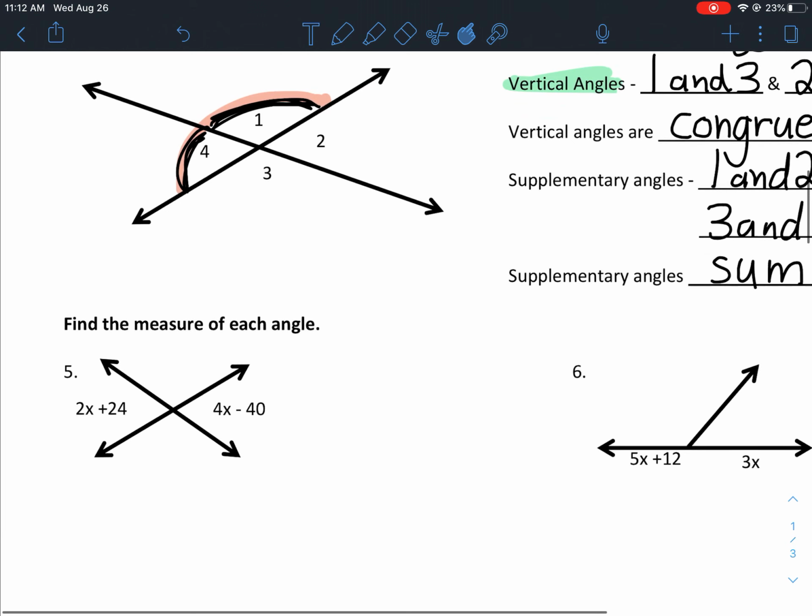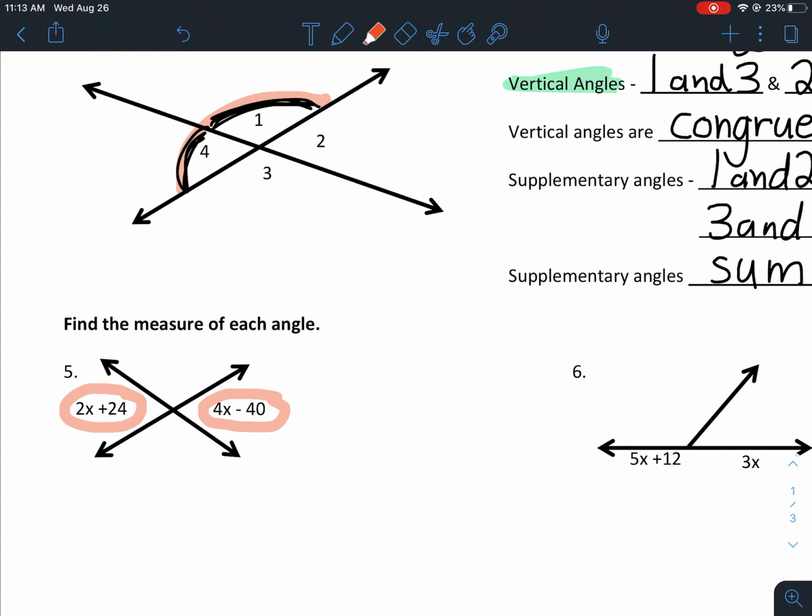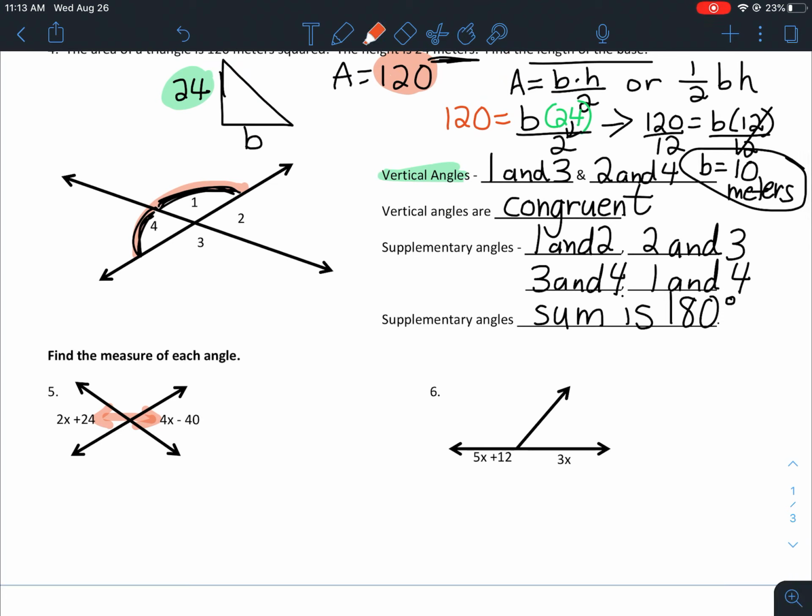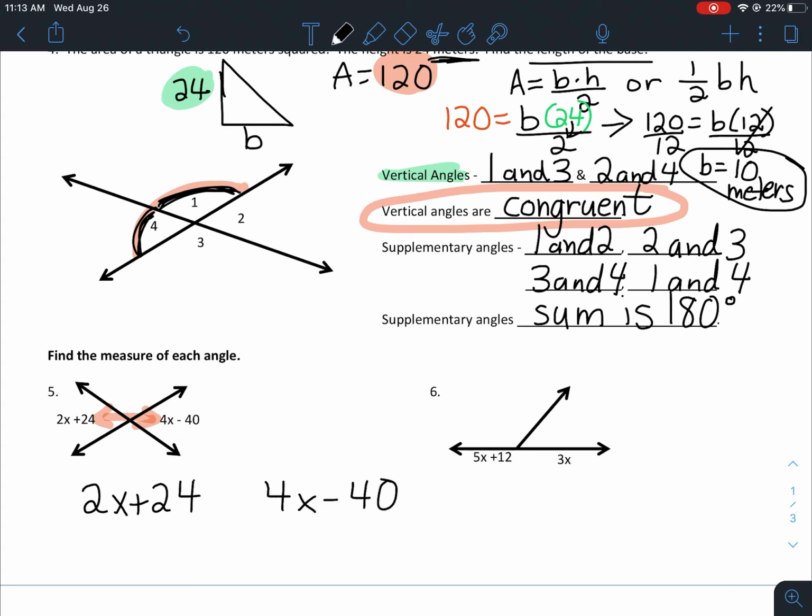Okay, and the last part here, what we're going to do is apply those two concepts. So now we look at these angles. I want to find the measure of each angle, and I'm giving these two. Well, what I know about these two is these are vertical angles. They're straight across from each other. And what we know about vertical angles, if we look back up top here, is that vertical angles are congruent. So if I know that one angle is 2x plus 24 and the other is 4x minus 40, if they're vertical angles, their measures must be equal to each other, or congruent.